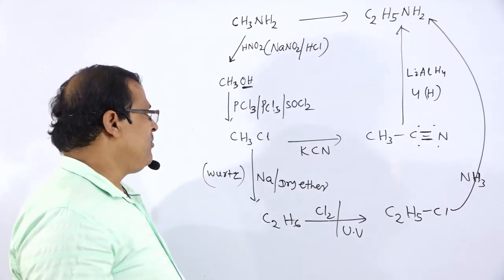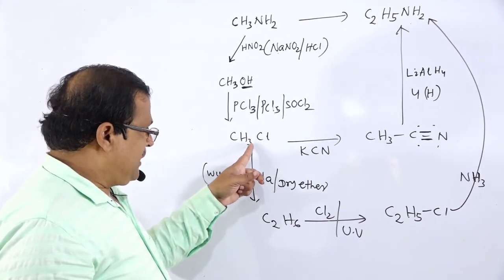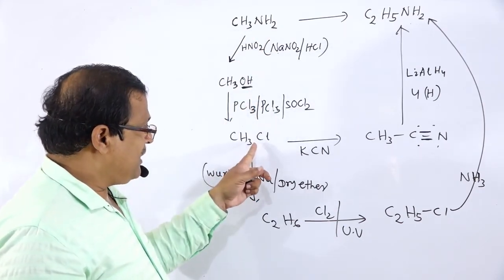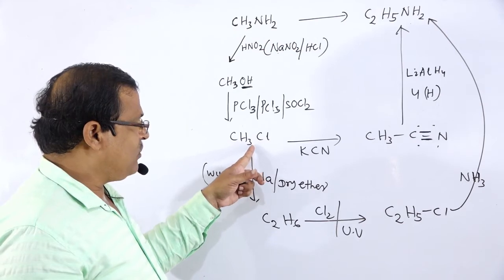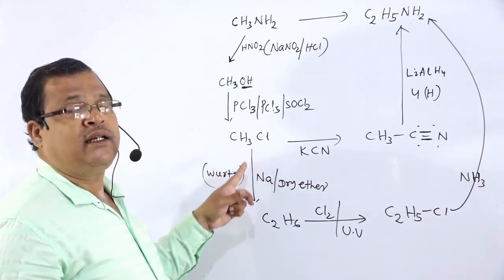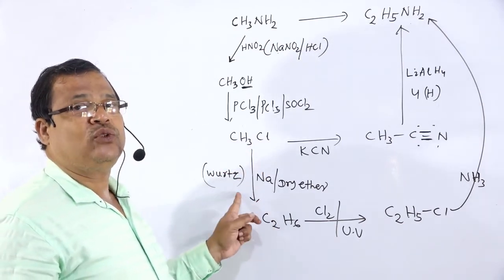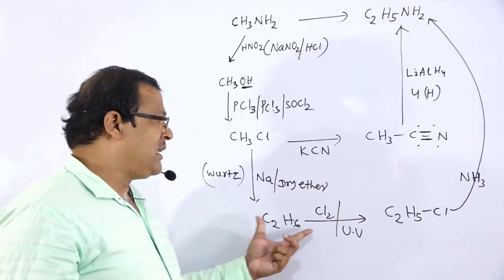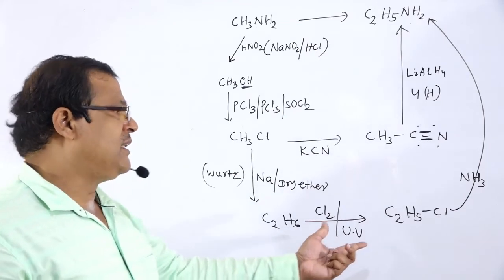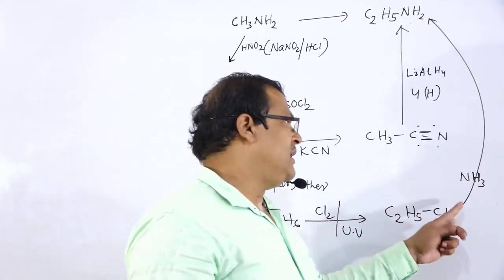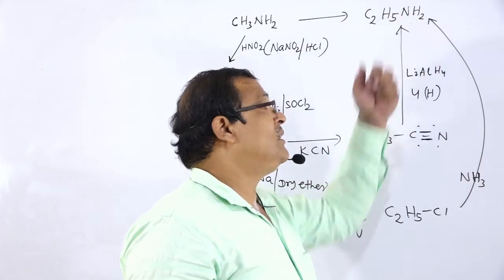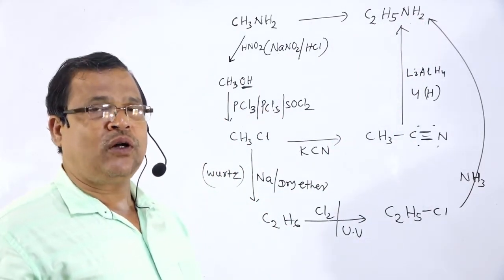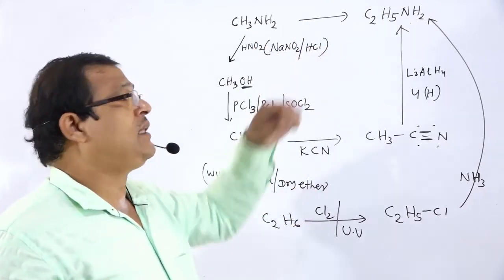Next we see methyl chloride. Another method: we start from this one and reach methyl chloride. Methyl chloride is treated with sodium in dry ether, that is the Wurtz reaction. There is the formation of a higher alkane. That higher alkane is treated with chlorine and UV, there is the formation of alkyl chloride, which is treated with ammonia to form the amine. So this is the method to convert methylamine to ethylamine.